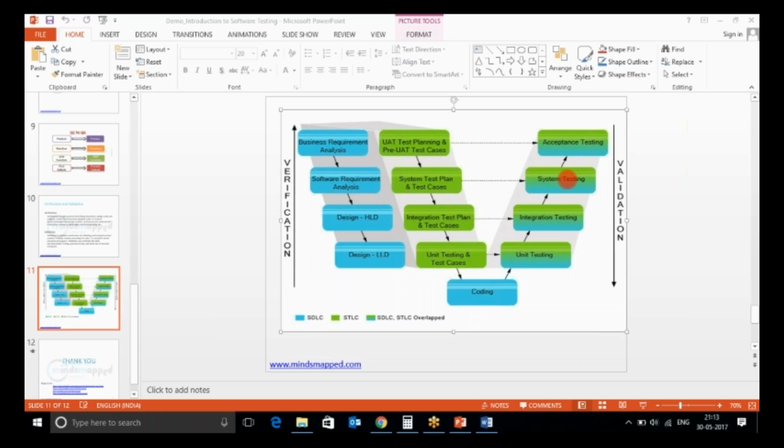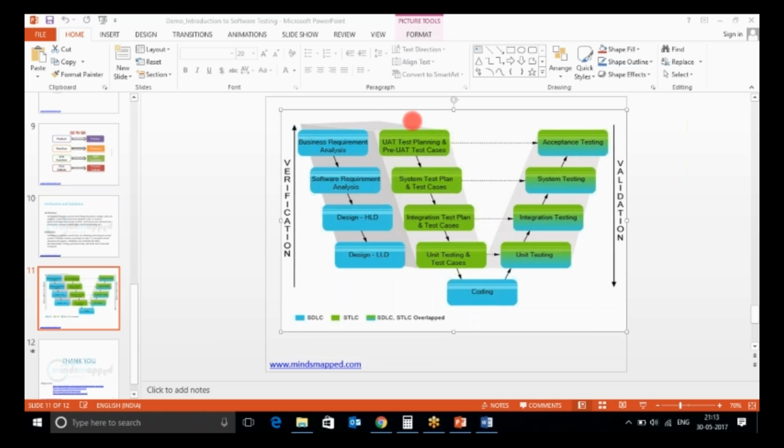Once the tester is done with system testing, the business users come in and do the acceptance testing. Acceptance testing, as we discussed earlier as well, is where the business users use the application and make sure that the application is as per the requirements that were set in the very beginning.